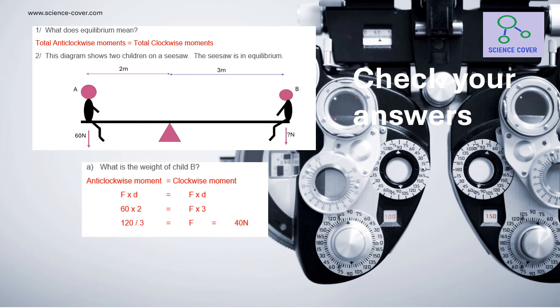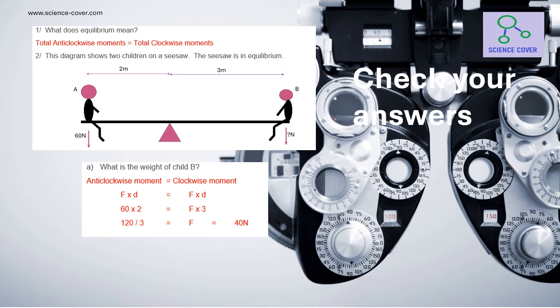Let's check our answers. Number 1. What does equilibrium mean? It means that the total anticlockwise moments equal the total clockwise moments. The diagram shows 2 children on a seesaw. The seesaw is in equilibrium. What is the weight of child B?